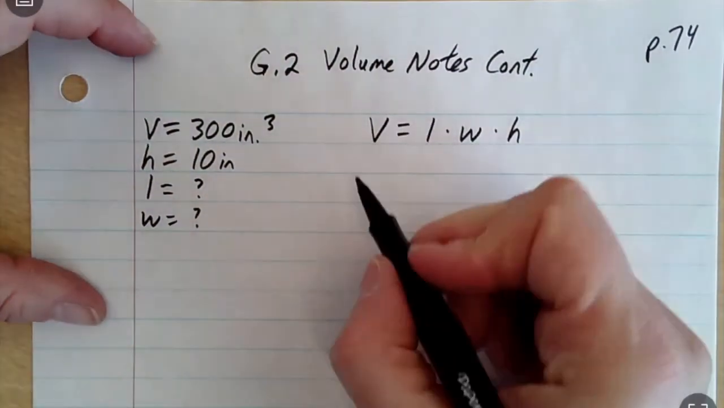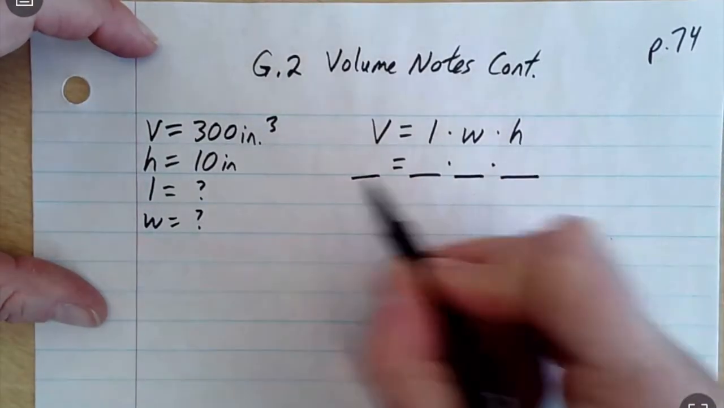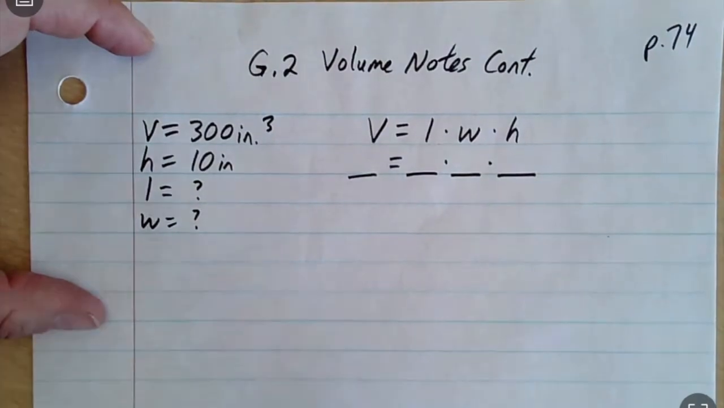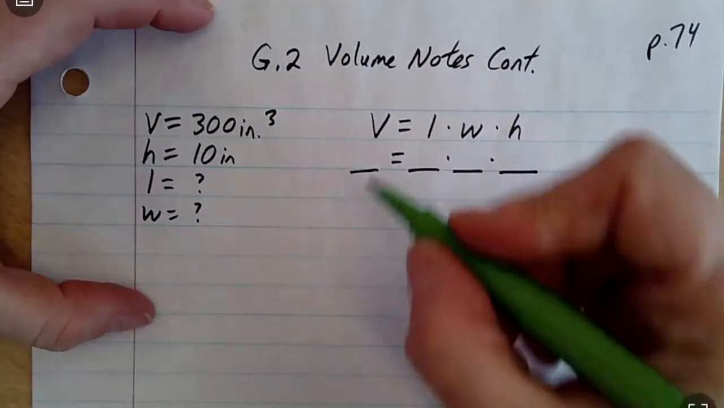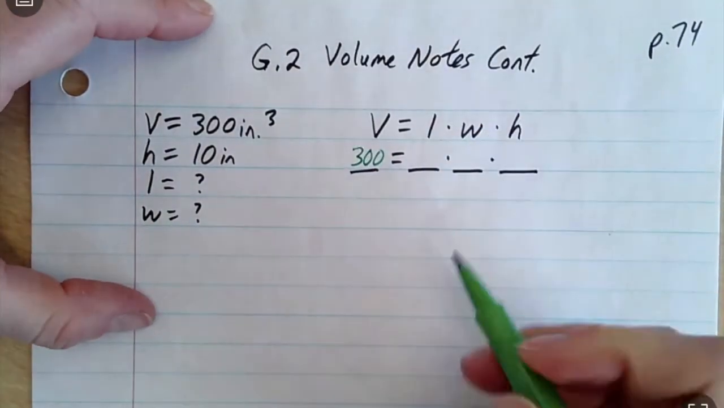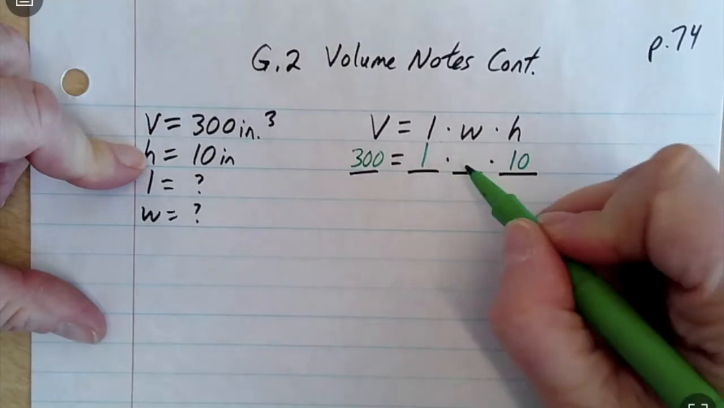So do we know our volume? Do we know our length? Do we know our width? Do we know our height? Fill in what you know, and that will help you figure out how you can solve the others. We know the volume was 300, so that's under V. We don't know length or width, but we know the height is 10. So we're looking to find length and width.